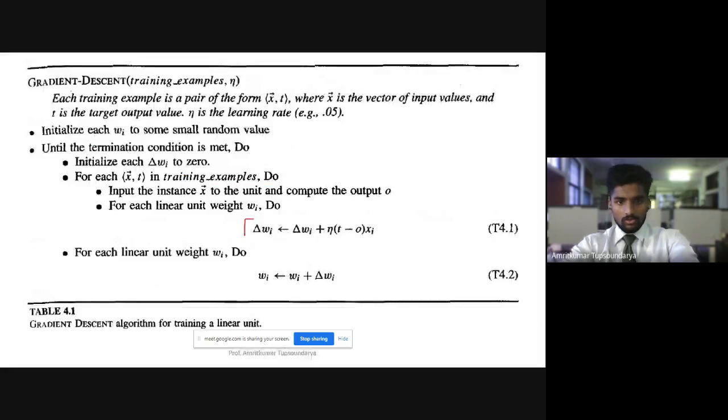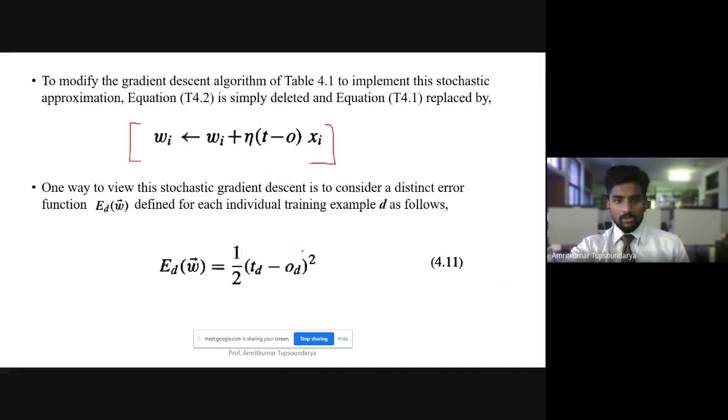This algorithm. So these formulas over here, equation T 4.1 and T 4.2, have to be changed in order to make this standard gradient descent algorithm a stochastic gradient descent. So equation T 4.2 is completely removed, and T 4.1 is replaced with another formula, that is this. T 4.1 will be replaced with this formula in order to make the standard gradient descent algorithm a stochastic gradient descent.